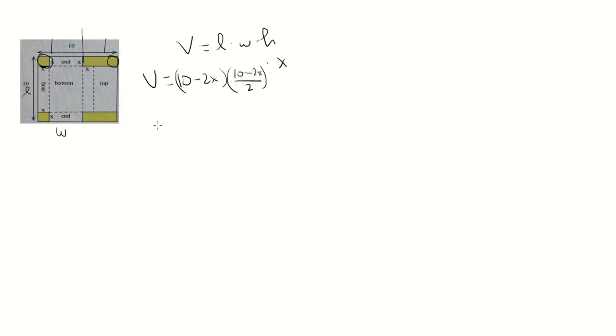And if we do that, I'm just going to factor out the 1/2, and then you basically have 10 minus 2x squared, which is 100 minus 40x plus 4x squared, and then times x. So basically multiplying by 1/2 x to all three of these pieces. So that's 50x minus 20x squared plus 2x cubed.